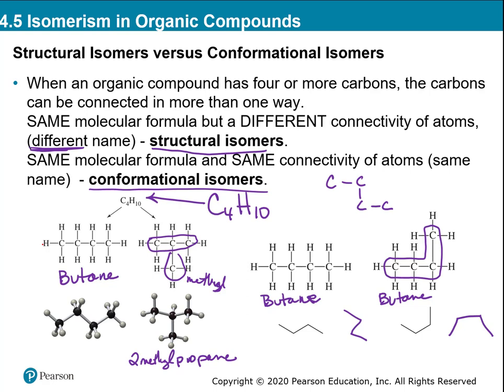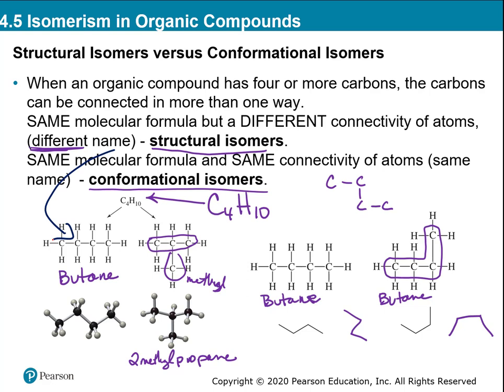Those both have 4 carbons, 10 hydrogens, but they're connected differently. And no matter how I flip butane around, I can't make butane into 2-methylpropane without pulling things apart. I'd have to break and rearrange bonds to have that happen. Those are structural isomers because they have a different bonding arrangement and different names. And that's really the big one.